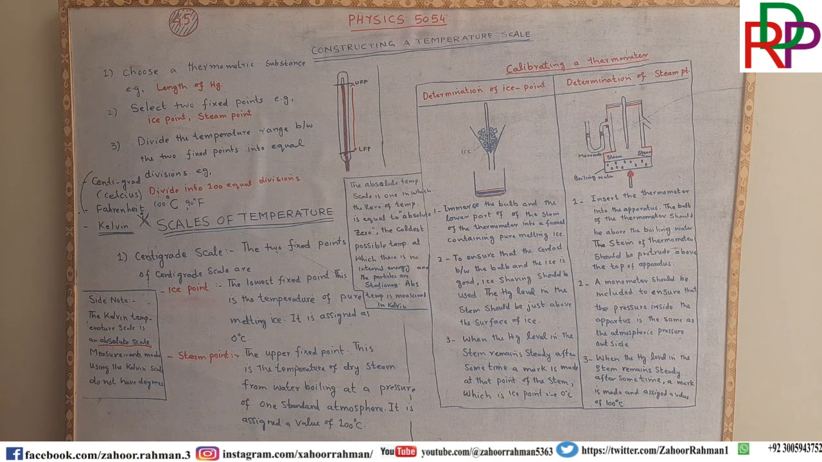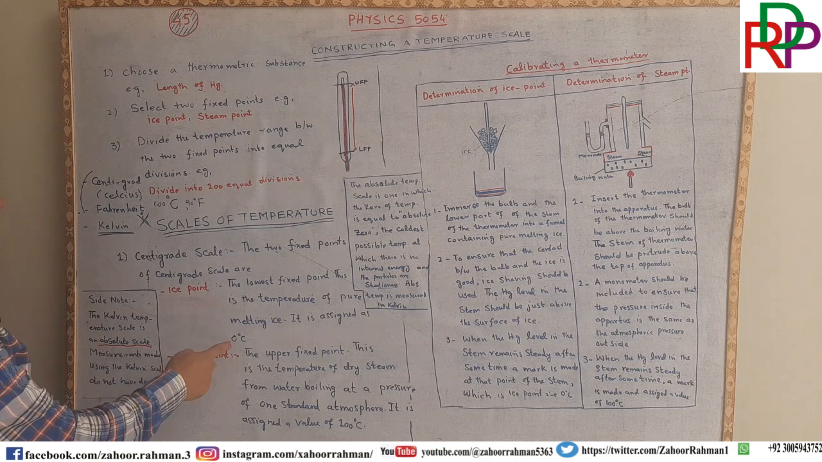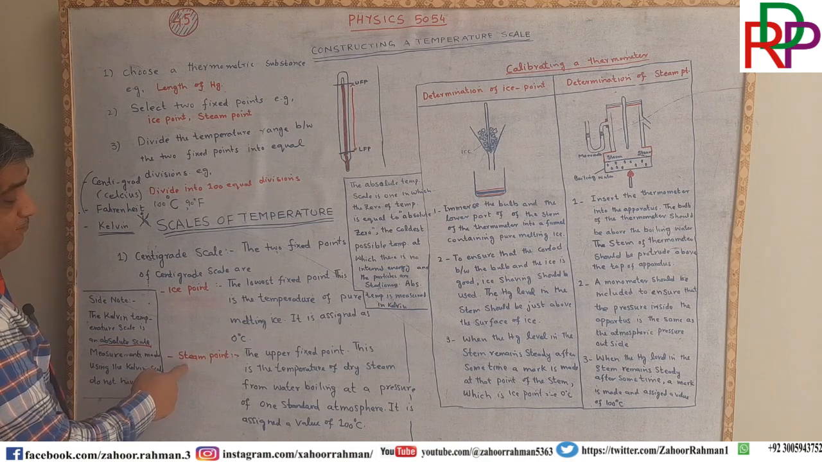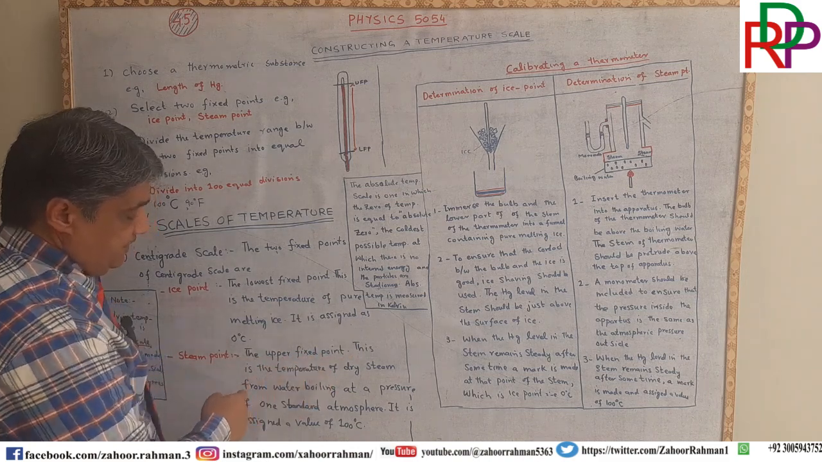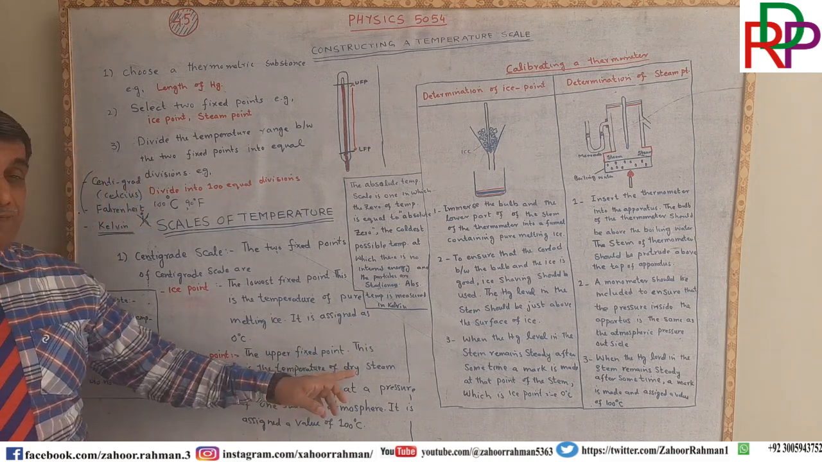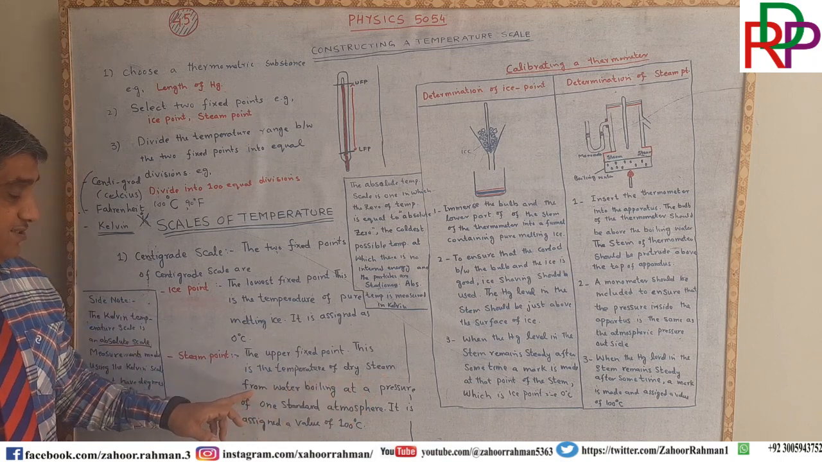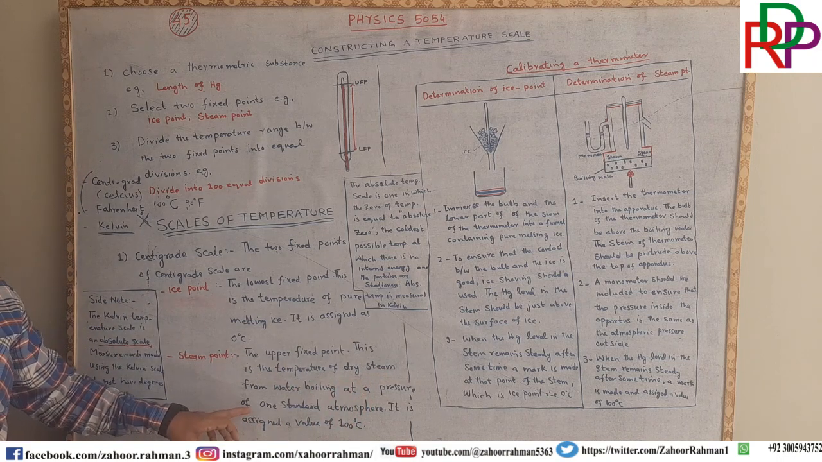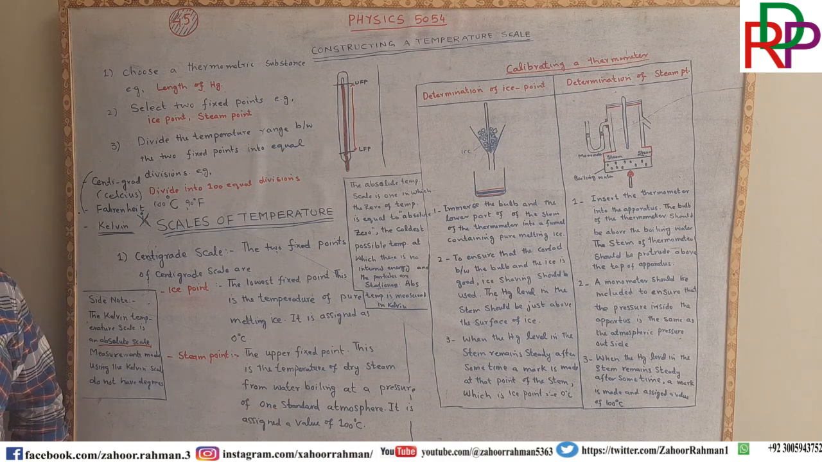How we will find this? That is our next topic. But generally, I am telling you that in the centigrade scale, there are two fixed points. One is called the ice point, which is assigned as 0 degrees Celsius. Now, the steam point, the upper fixed point, this is the temperature of dry steam from water boiling at a pressure of 1 standard atmospheric pressure.